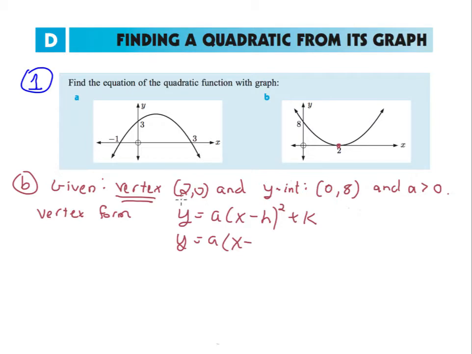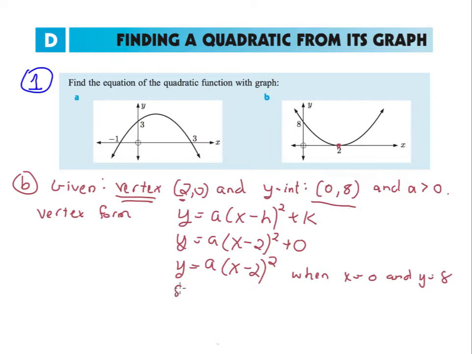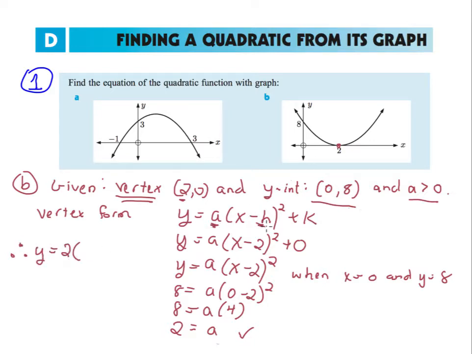So in place of h, I'm going to plug in 2, and in place of k, I'm going to plug in 0. Simplify that down. Now that I know what h and k are, I need to figure out a. So I'm going to use the other point given to me, replace x with 0 and y with 8, and solve for a. a is 2. I'm going to check and make sure that it's positive. And then finally rewrite my equation in vertex form, placing only the a, the h, and the k. Since k is 0, do not write the 0. Simplify your answer.